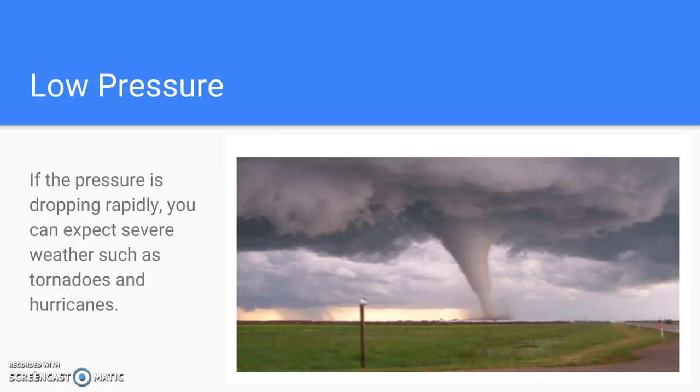Remember, we also said that this greater pressure difference can cause greater, stronger winds. The more rapidly that pressure drops, you can also expect severe weather, such as tornadoes and hurricanes. So that really strong difference between a high pressure area and a low pressure area can also cause severe winds.